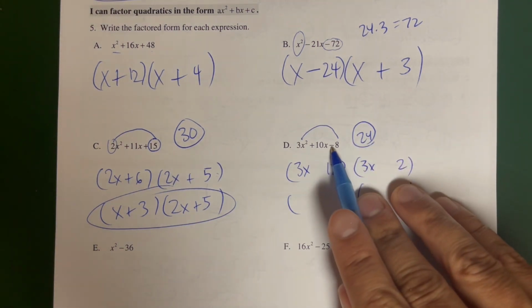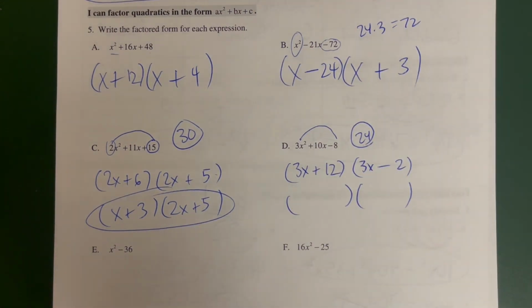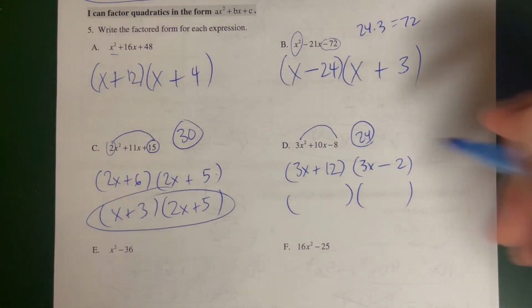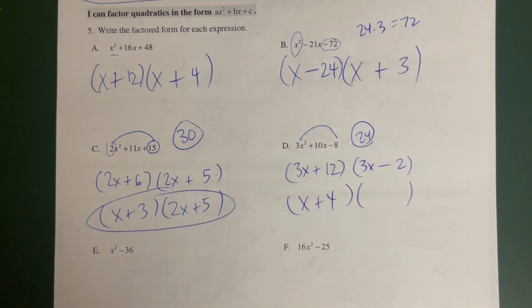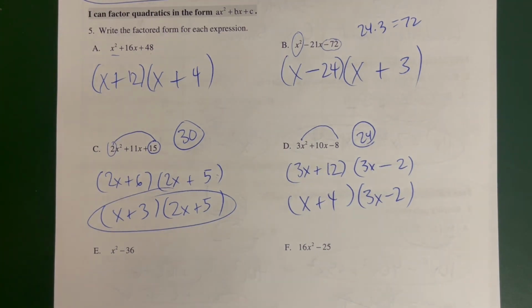My 8 is a minus, so that means my signs are different, and the positive goes to the larger, so we'll put a plus here and a minus there. And now we reduce, divide these by 3, gives me x plus 4. Nothing goes into 3 and 2, so we leave that one alone.